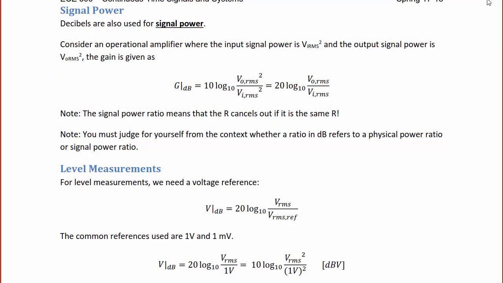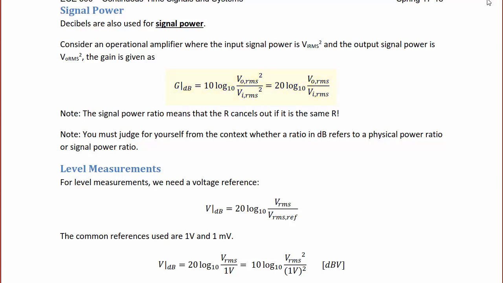Decibels are also used for signal power. Consider an operational amplifier where the input signal is in volts RMS squared and the output signal power is in volts RMS squared. The gain is given by 10 log base 10 V out RMS squared divided by V in RMS squared. So notice here, this is where the 20 log base 10 comes from, because if we changed it to a ratio of voltages instead of power, we have 20 log base 10 of V out RMS over V in RMS, because when you square in logs, it becomes a multiplication by 2.